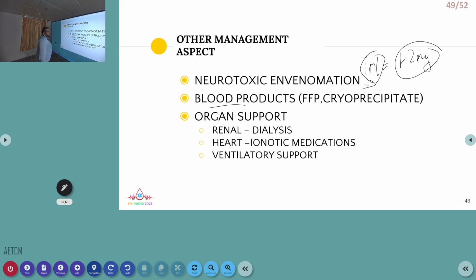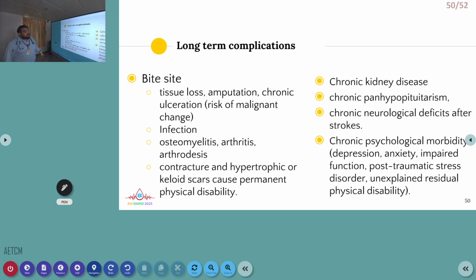Regarding blood products, FFP and cryoprecipitate: as I told you, if you have given the maximum dose of ASV but there is still coagulation abnormality, you can think of giving FFP and cryo, as you generally manage any DIC. For organ support, remember dialysis, inotropic medication and ventilatory support. All patients require tetanus prophylaxis and an antibiotic, maybe to start off with penicillin or augmentin, and you have to keep compartment syndrome in your mind also.